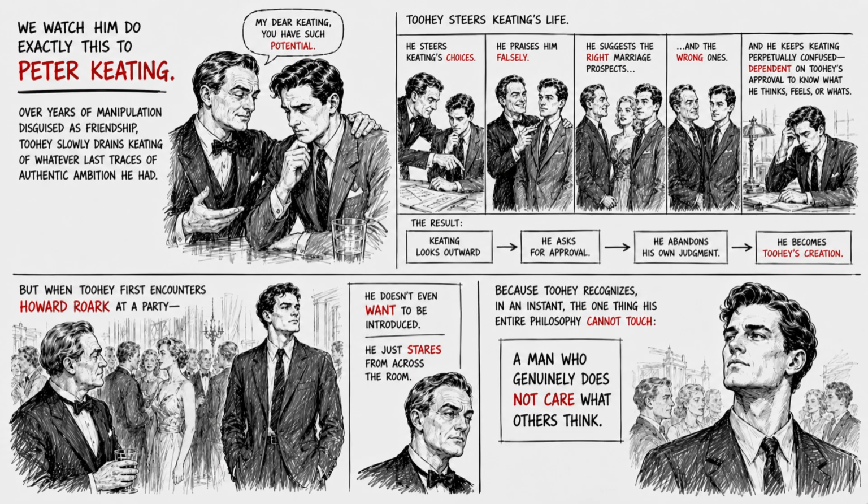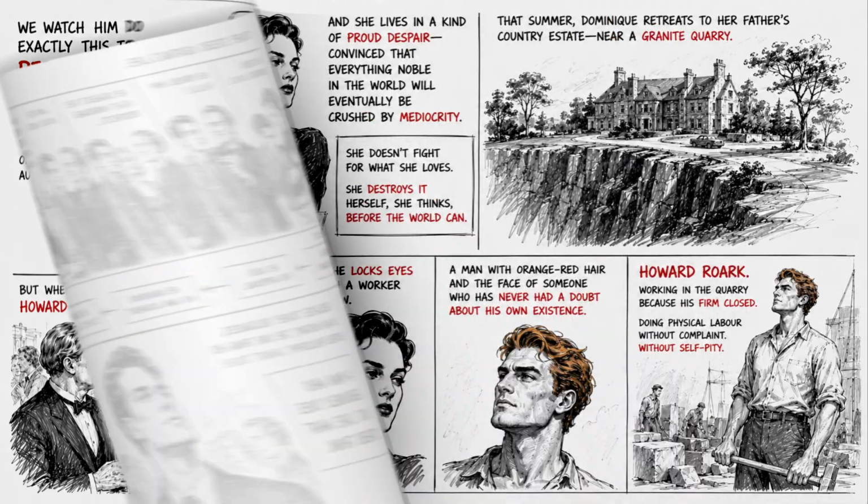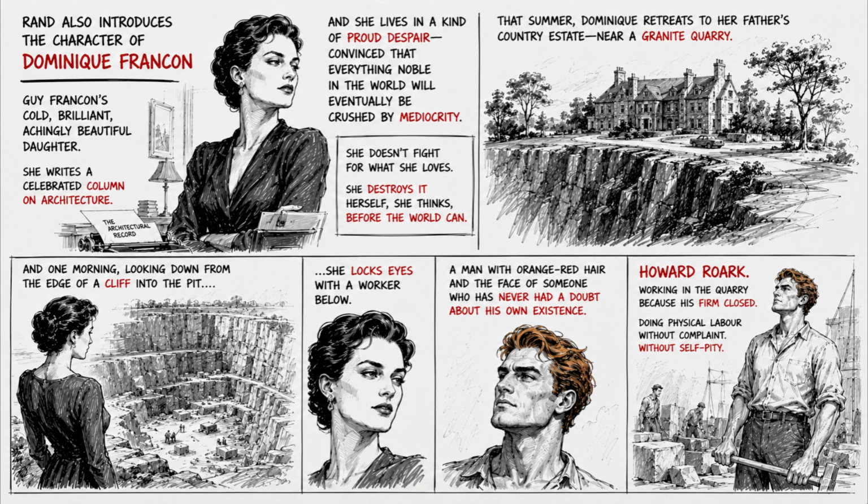But when Toohey first encounters Howard Roark at a party, he doesn't even want to be introduced. He just stares from across the room, because Toohey recognizes, in an instant, the one thing his entire philosophy cannot touch: a man who genuinely does not care what others think. Rand also introduces the character of Dominique Francon in this section, Guy Francon's cold, brilliant, achingly beautiful daughter.